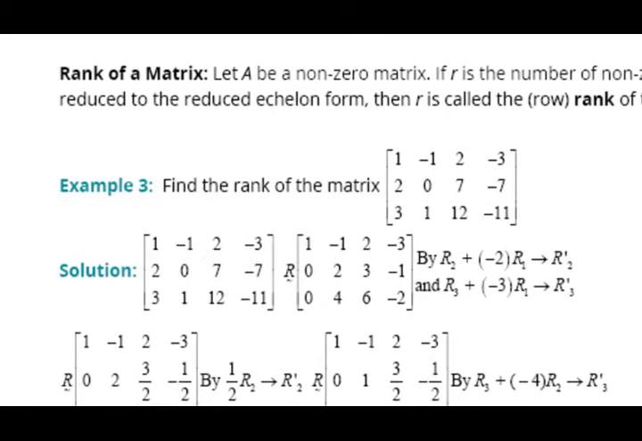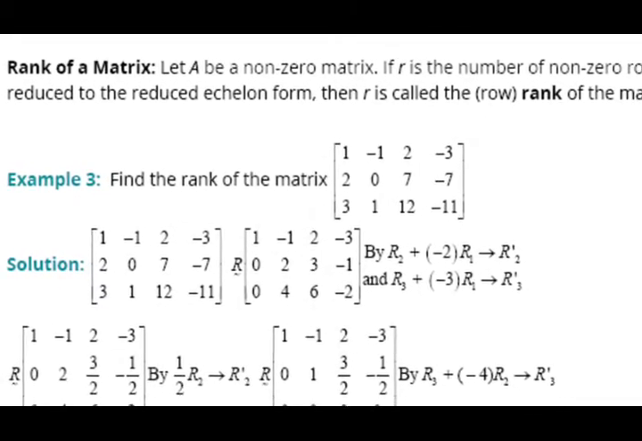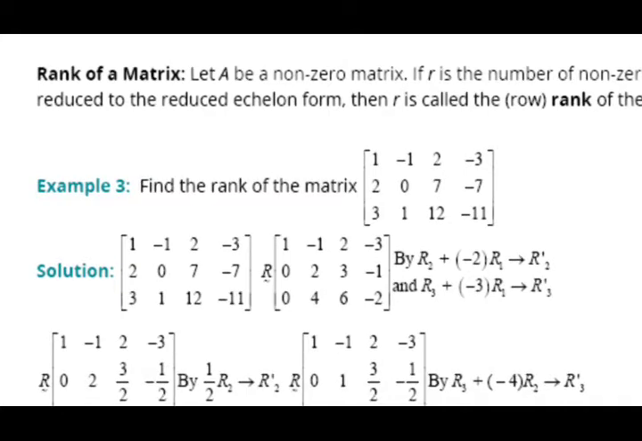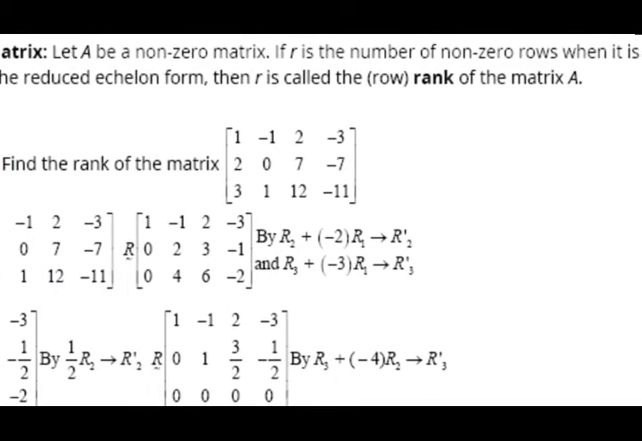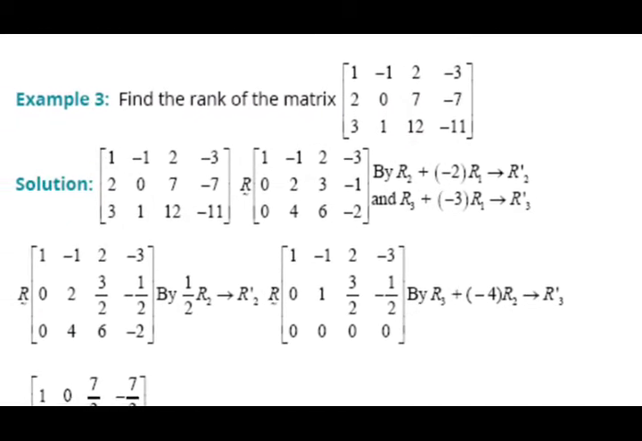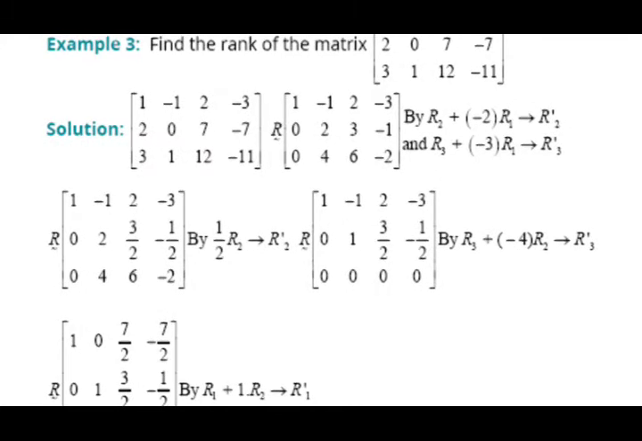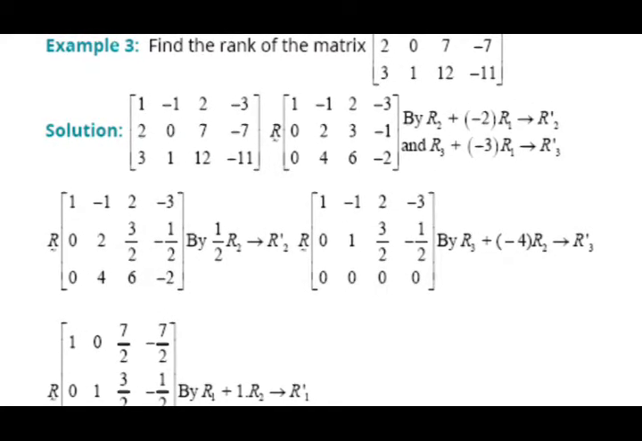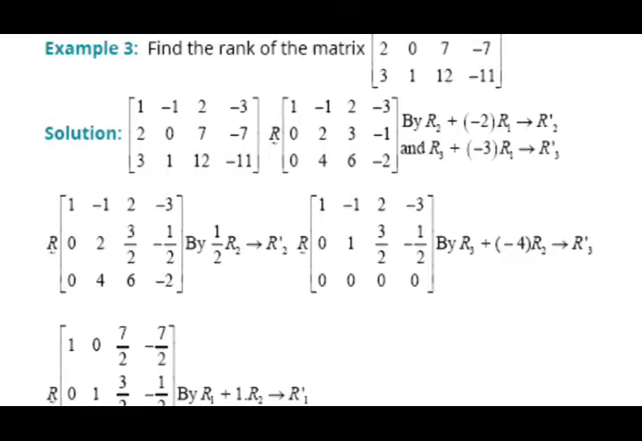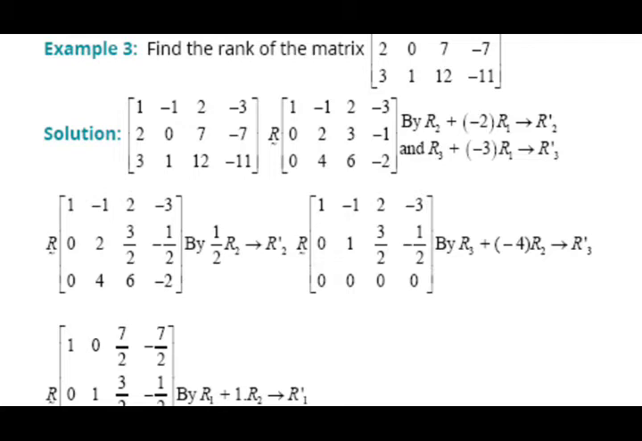Next is the rank of a matrix. Let A be a non-zero matrix. If R is the number of non-zero rows when it is reduced to the echelon form, then R is called the rank of the matrix. Here we have an augmented matrix, and in the same way we make it echelon form. First we prepare the first column in the same style. We have 1, 2 and 3. With the help of 1 we make 2 and 3 equal to 0. We multiply R1 by minus 2 and minus 3 and add in the corresponding rows.